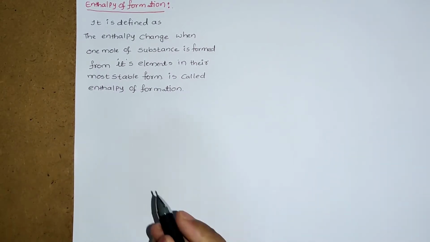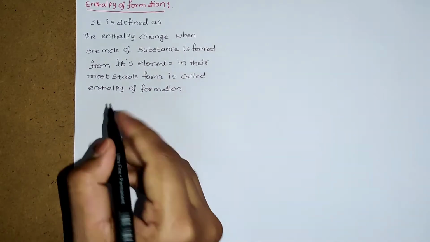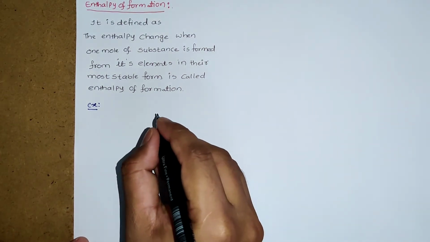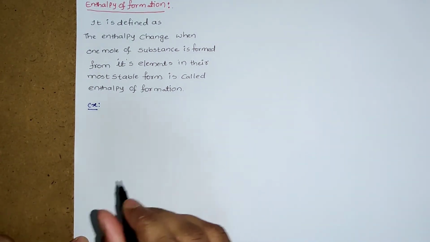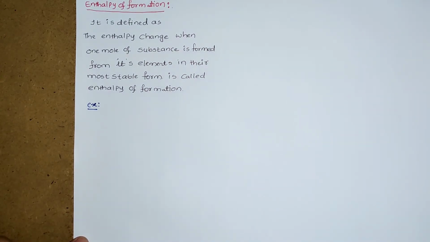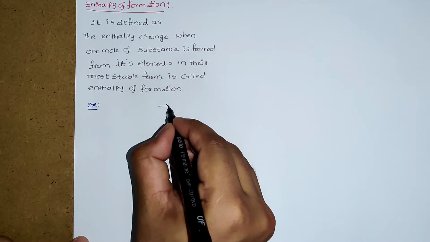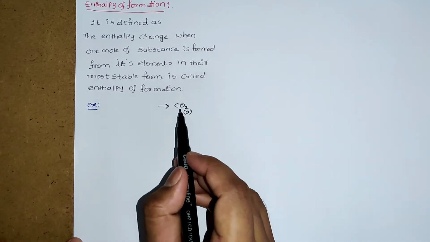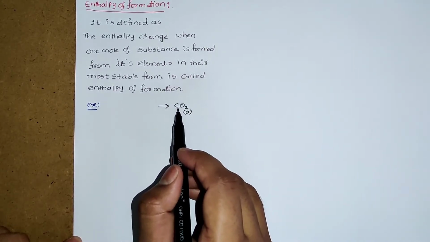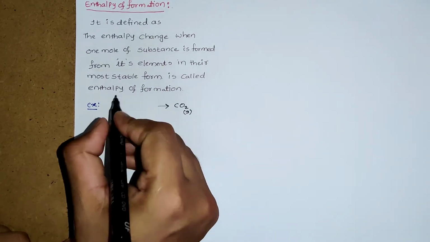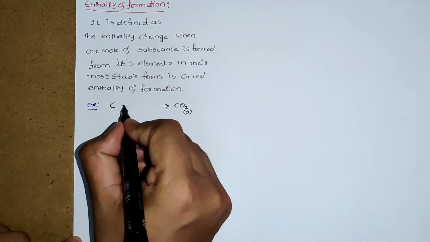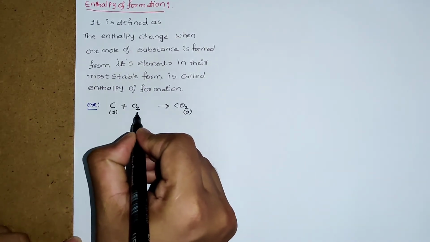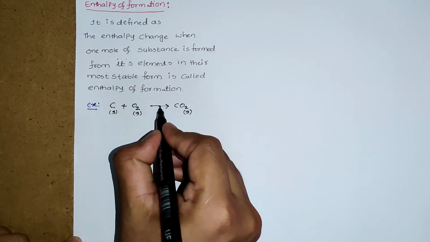So here, I'll give one example to you. I want the formation of 1 mole of carbon dioxide gas. For the formation of carbon dioxide, I need the most stable form of the elements carbon and oxygen. How many carbons here? 1 carbon, and oxygen exists in its most stable form, O2. C solid plus O2 gas gives rise to CO2 gas.